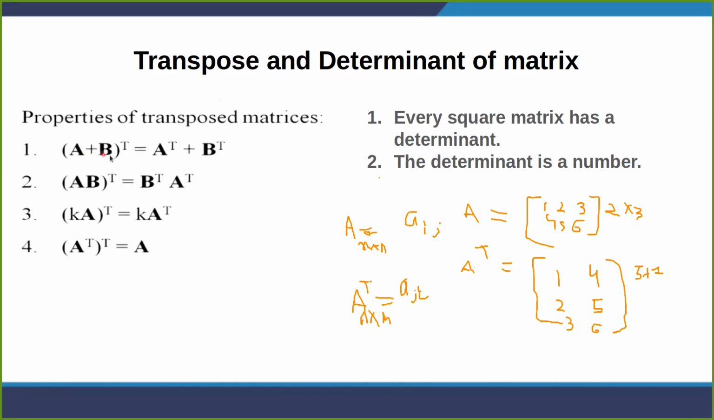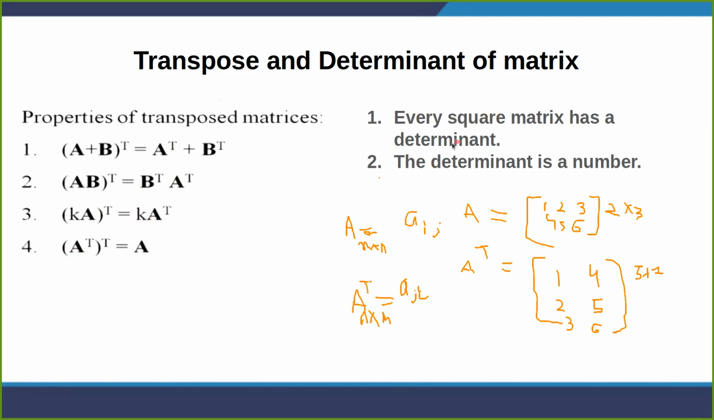It says if (A plus B) transpose, you can do A transpose separately and B transpose separately. If both are multiplied and then transposed, then it is B transpose into A transpose. You can't do A transpose into B transpose. This is the reverse thing. Then (K into A) transpose, you can have K separately and then A transpose. It is a scalar value K, and the transpose of A transpose. Basically, if you reverse this twice, then it becomes the same A. So A transpose of transpose is basically A only.